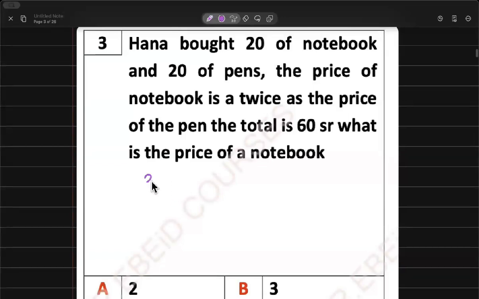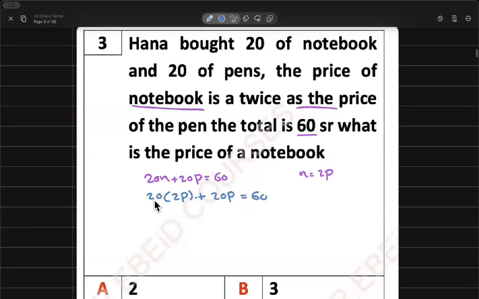In this question, we have 20 notebooks plus 20 pens, and the total cost is 60. And we have the price of the notebook is twice the price of the pen. It means the notebook equals twice the price of the pen. We can plug in n equals 2p, so 20 times 2p plus 20p equals 60. 20 times 2 equals 40, 40 plus 20 equals 60p. You can add all of them because they are like terms.